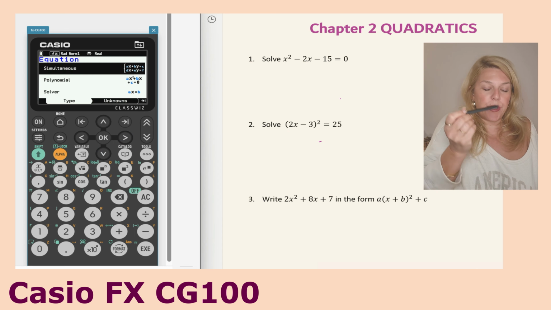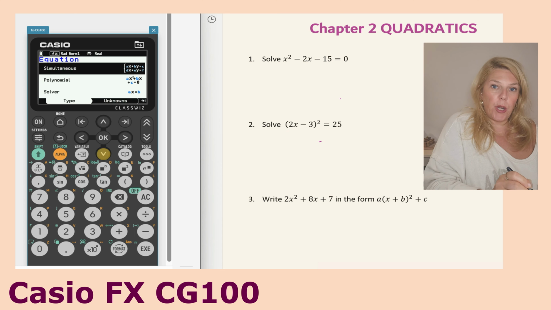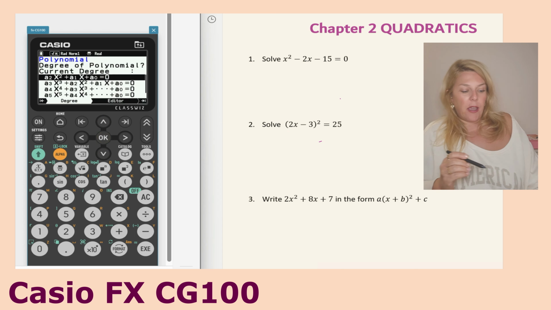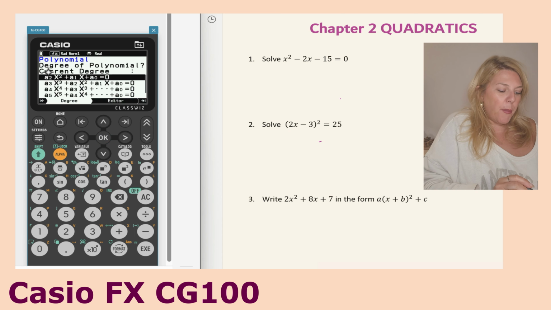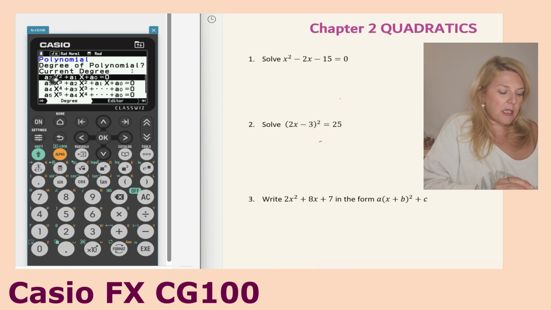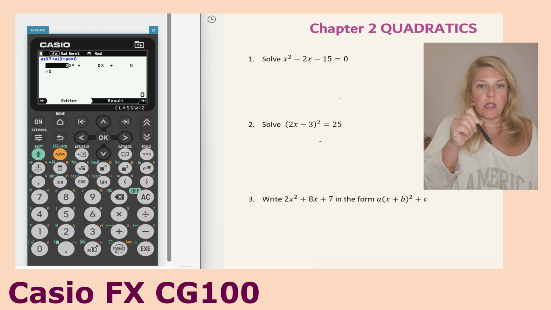When we get in there, we've got the choices simultaneous, polynomial, solver. There's potentially more, but we want polynomial. So we're going to go down to polynomial and press OK. It will ask us what's the degree of your polynomial, and the current degree we're working on is this one here with the x squared, x and a naught. So we don't want the x cubed and the x to the 4.